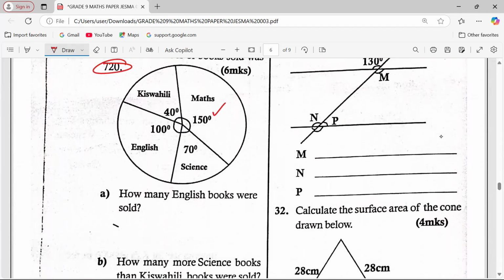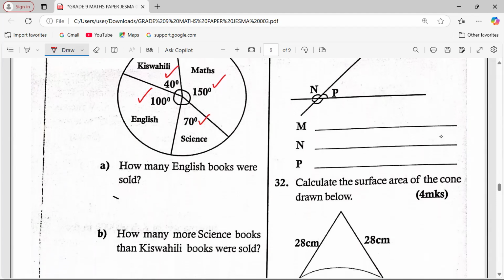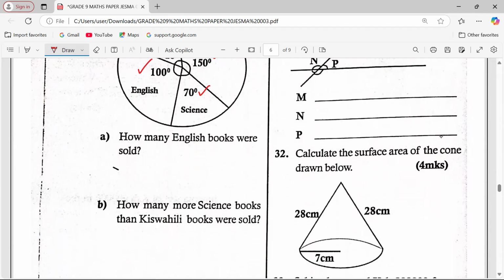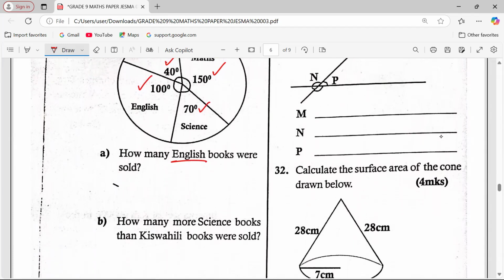Mathematics, 150 degrees. Science, 70 degrees. English, 100. And Kiswahili, 40. How many books were sold? How many English books were sold?